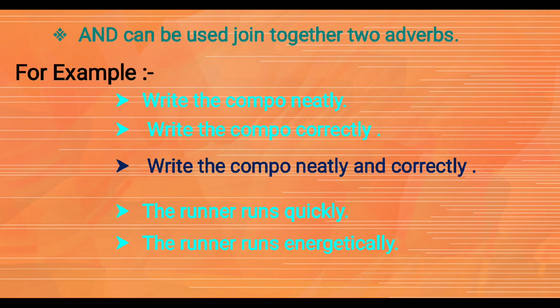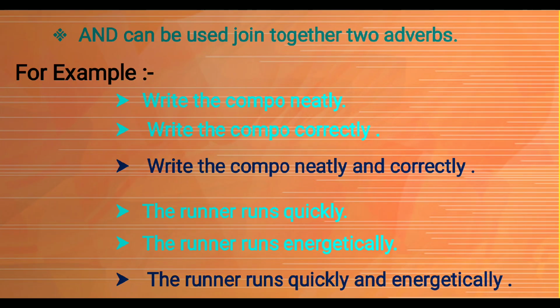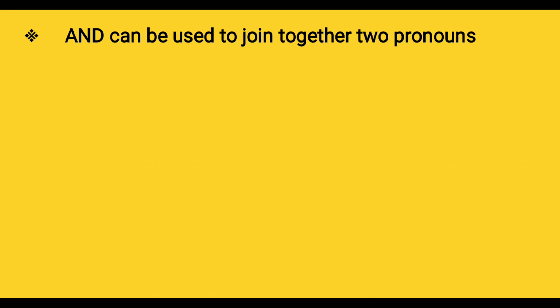Then what will we do? We will write the first adverb. What is the first adverb? Quickly. Then we use the conjunction. Which conjunction do we use here? "And", then energetically. And then we will put a full stop. So what will be our answer? Our answer will be, the runner runs quickly and energetically. Understand? When there are two adverbs in the sentences, how can we use "and" to join them together? Let's see the next possibilities.